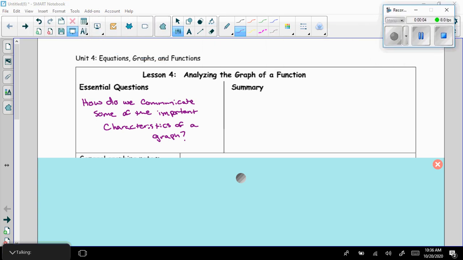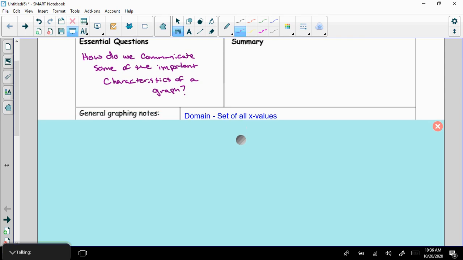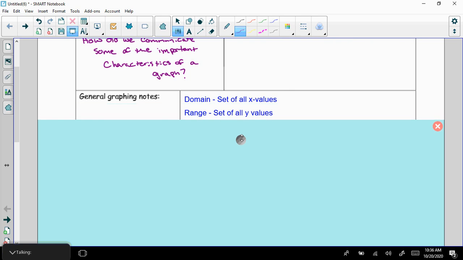Everyone, moving into Unit 4, Lesson 4, we're going to look at how to communicate and analyze parts of a graph of a function. Looking at this, just reminders that your domain is a set of all of your x values and range is a set of all of your y values. That is not new. We've done that before.